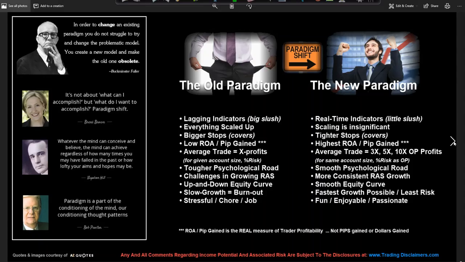So I said I'm a new paradigm trader, and I want to give you, in a general sense, the difference between the old paradigm and the new paradigm. The old paradigm typically has lagging indicators. There's a lot of slush. They have everything scaled up. So if you go from a 30-minute chart to a 60-minute chart to a 240 chart, your stop losses grow by magnitude, almost exponentially. Bigger stops and covers, you have a very low return on account per pip gain.